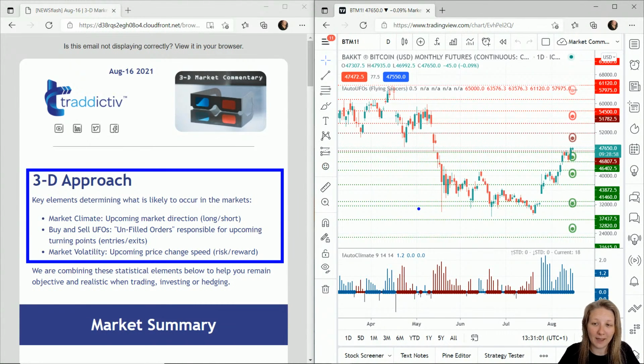So we use an app again, it's called AutoUFOs. This is a paid-for app. It depends on which platform you use as to how much it is.